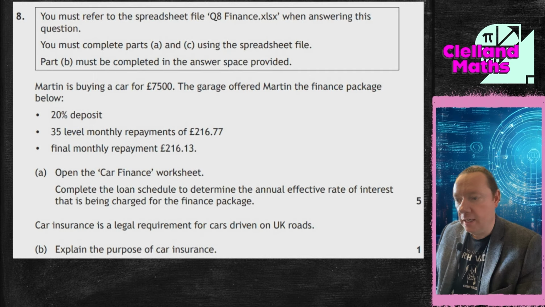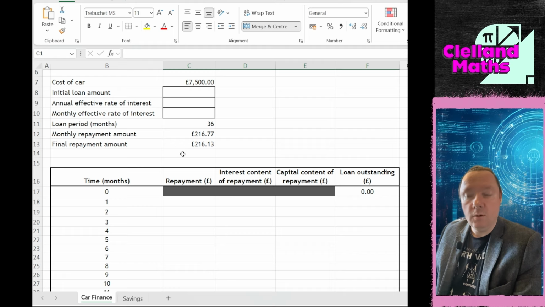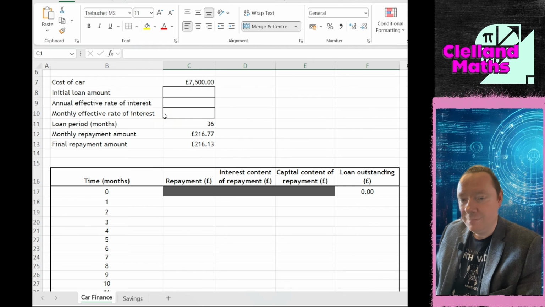Open the worksheet and complete the loan schedule to work out the annual interest rate. That's a goal seek then. And then we've got a part B of this question. Okay, so in our Excel document here, initial loan amount. So the cost of the car is 7,500.